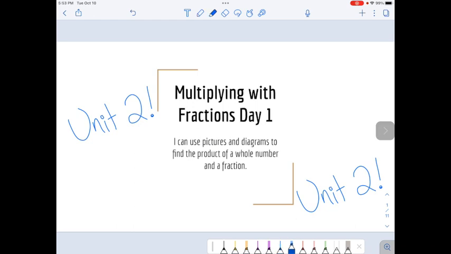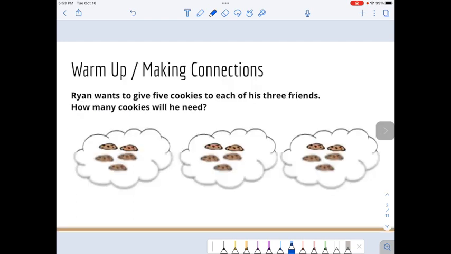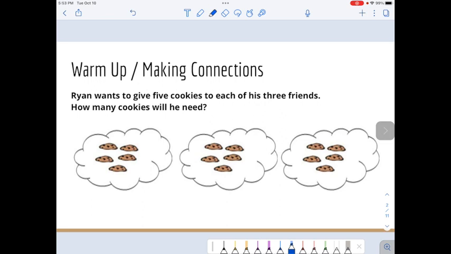Today we are going to use pictures and diagrams to find the product, the answer of a times problem, for a whole number and a fraction. Let's get to it. We're going to start by making an easier problem, making connections to things we already know.